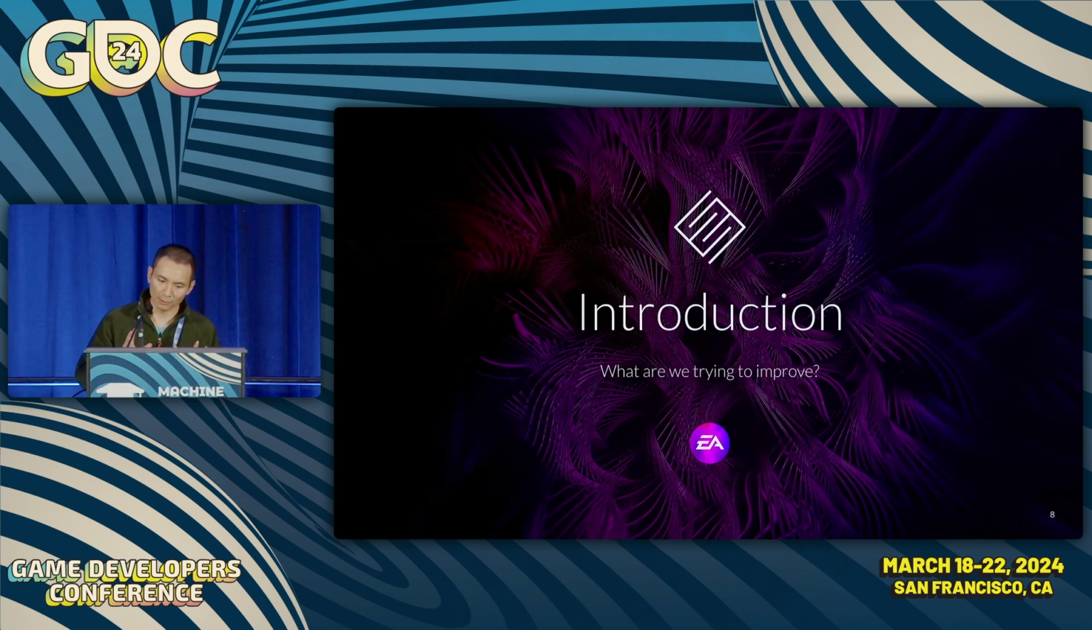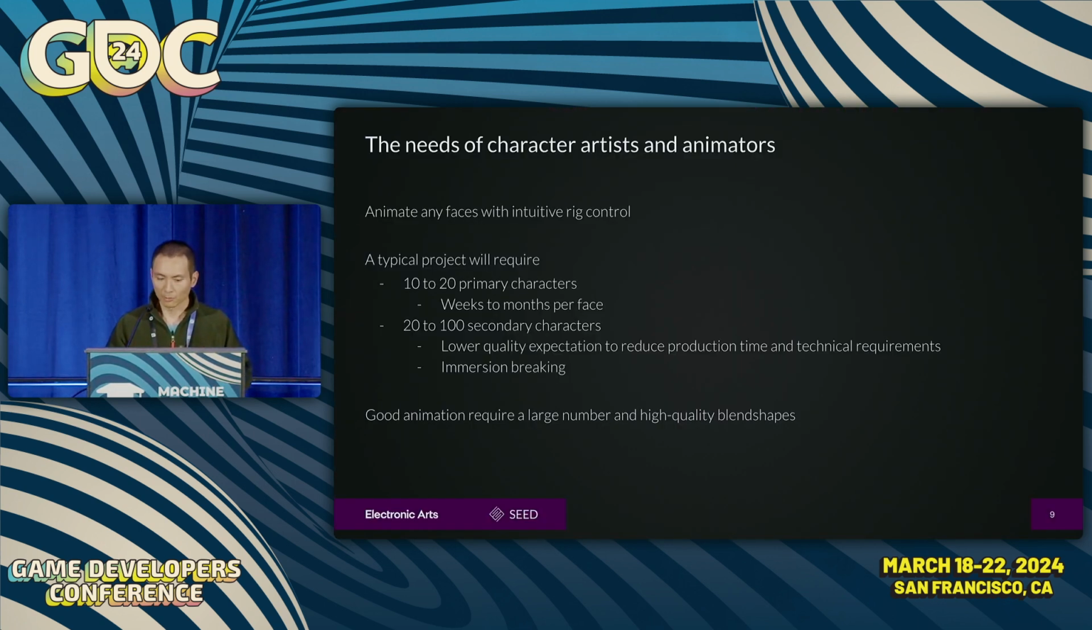So let's get started with a bit of introduction into the field and what we're trying to improve. Imagine that you are working on a project that requires 10 to 20 main characters, and each character needs a face that can show various emotions and expressions. Creating each of these face rigs can take weeks or even months to complete.